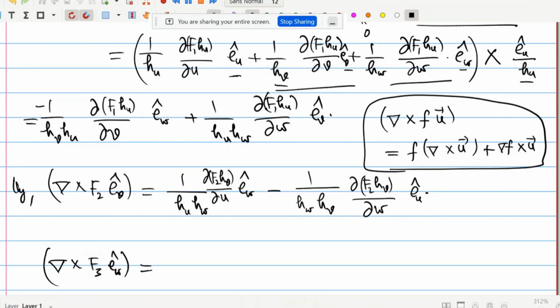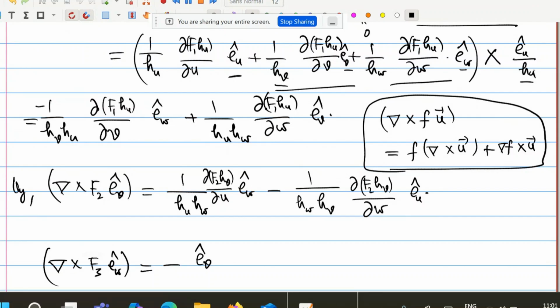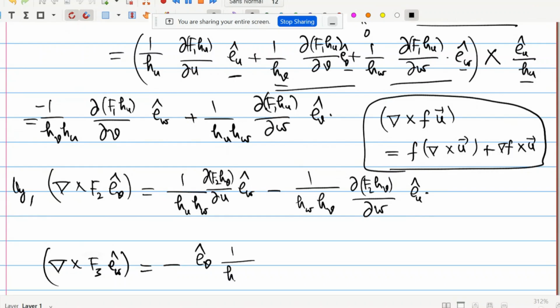First one. Yes, sir. U and W will give minus EV. EU cross EW will give me minus EV component. So EV cap, first of all, you are right. And then what do you have? So this is HW and HU. Okay, 1 over HW and HU.